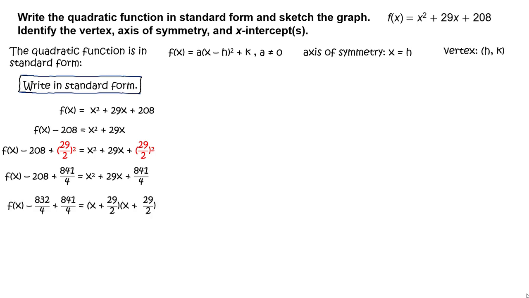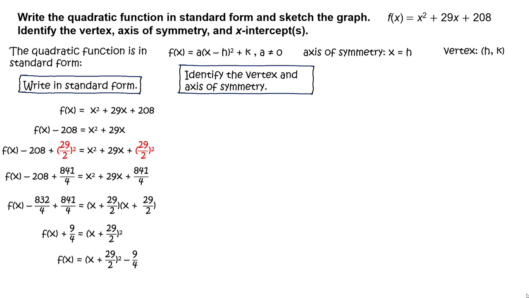Factor the expression on the right side of the equation as the quantity x plus 29 halves times the quantity x plus 29 halves. On the left side of the equation, rewrite 208 as 832 fourths. Simplify to get f of x plus 9 fourths equals the quantity x plus 29 halves squared. Subtract 9 fourths from each side of the equation to get f of x equals the quantity x plus 29 halves squared minus 9 fourths.